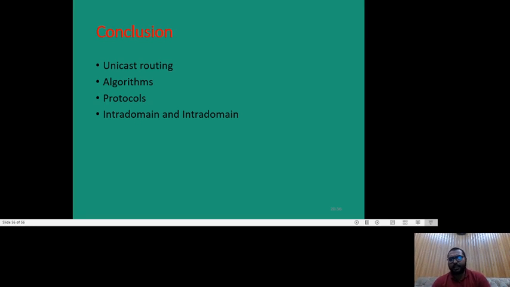We discussed inter-domain and intra-domain routing protocols. I hope now you are clear how the forwarding table or routing table is used to forward data from source to destination. With this, I am concluding today's lecture.